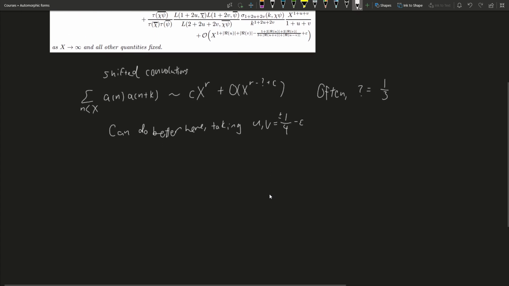So shifted convolutions, there's this question of why do people care? And there are some applications.